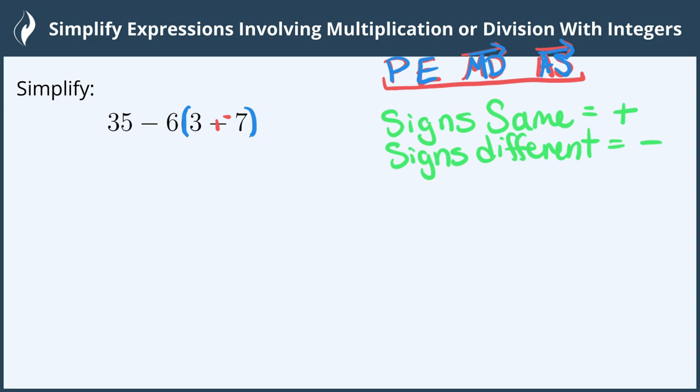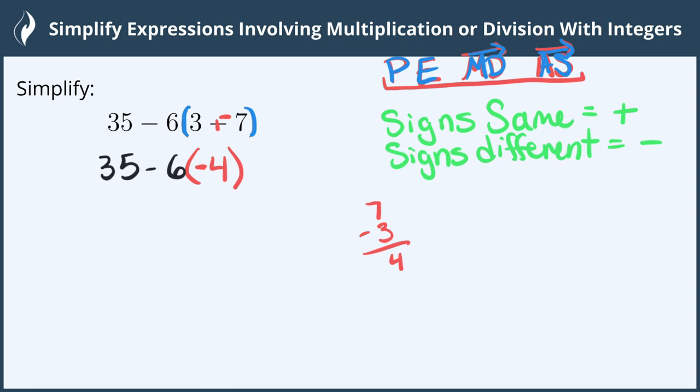When I'm adding or subtracting and the signs are different, I will subtract 7 minus 3, which is 4, and then take the sign of the larger one. Here I have more negatives than positives, so my answer is negative 4. Then I copy everything down just as it was on the step before.